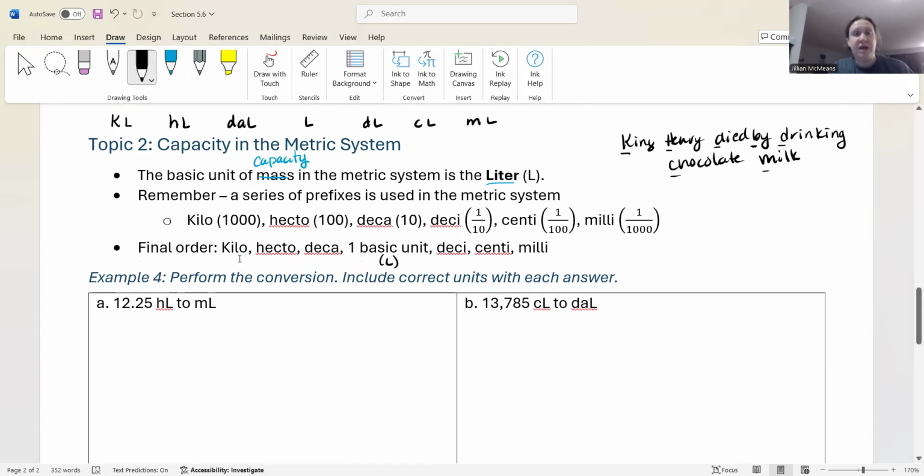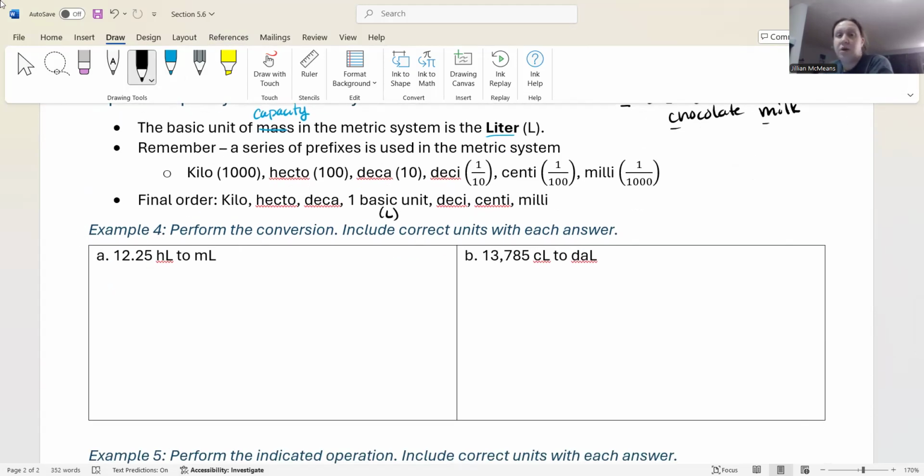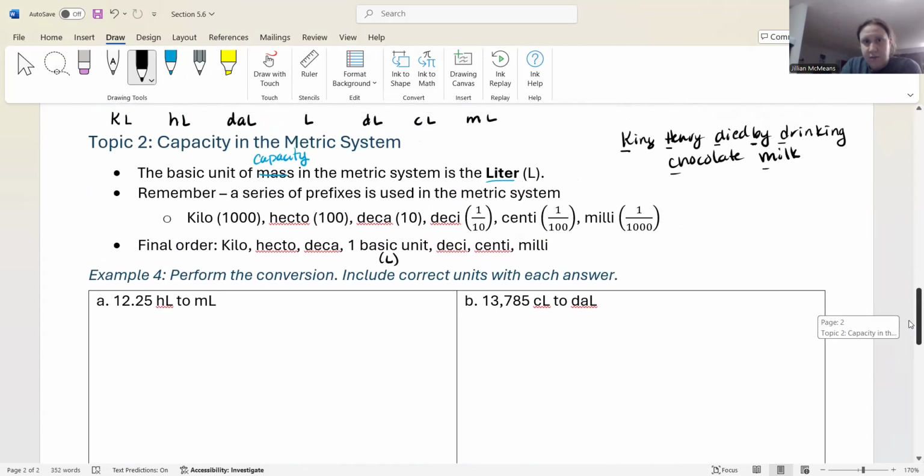Okay, now for example 4, it says perform the conversion, include correct units with each answer. Okay, let me actually make sure I have the metric system. There we go, it all fits. So we first have 12.25 HL, so hectoliters. We want to convert that to ML, which is milliliters, okay? So we're starting here, and we need to go all the way down here to milliliters. So we're moving to the right, and we're moving 1, 2, 3, 4, 5 times. So we need to move 5 to the right.